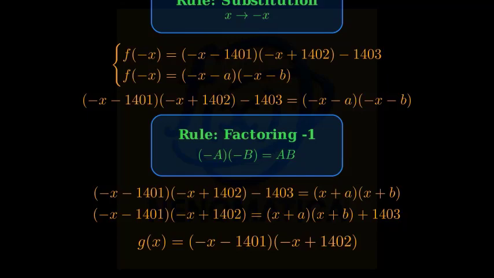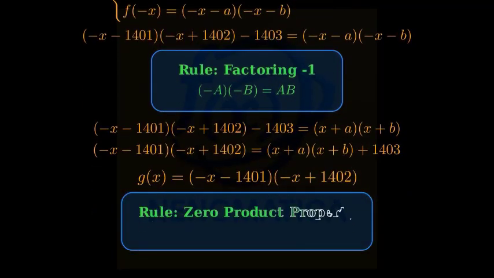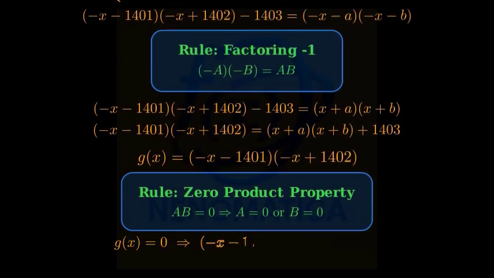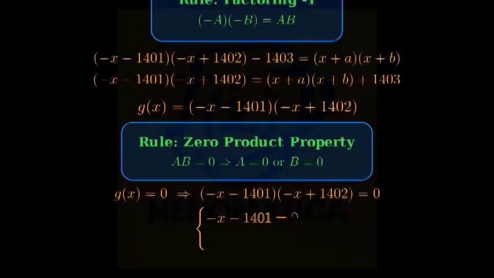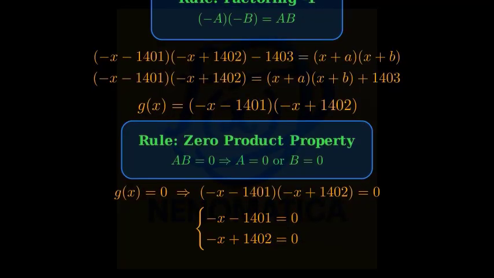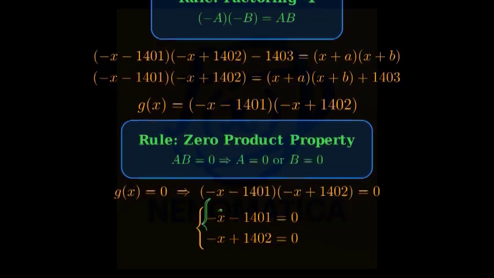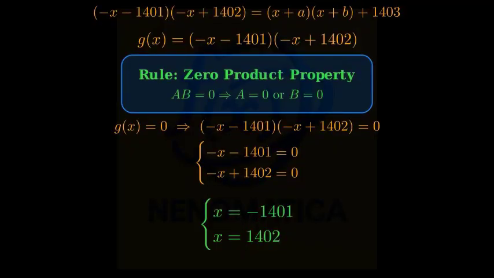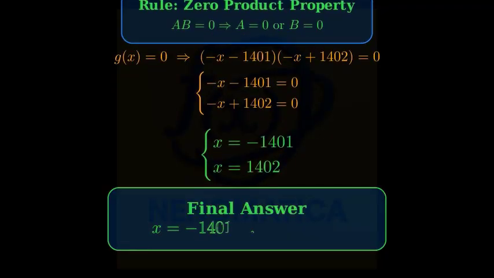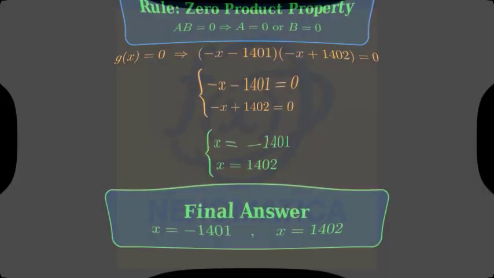Step 5. To find the roots, set g of x equal to 0 and use the zero product property. If a product is 0, then at least one factor must be 0. So negative x minus 1401 equals 0, or negative x plus 1402 equals 0. Solving gives x equals negative 1401 and x equals 1402. Therefore, the roots of g of x are x equals negative 1401 and x equals 1402.